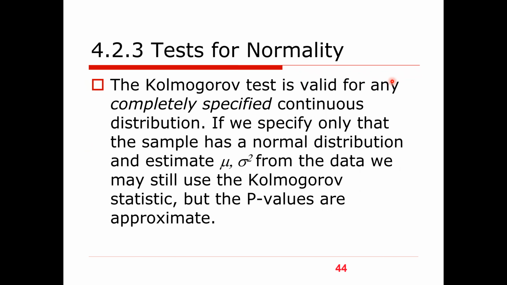Kolmogorov test only works for complete, specified, continuous distributions. In other words, we have to specify a hypothesized distribution so we can plot our data against it and use the Kolmogorov to make a conclusion. If we specify the sample has a normal distribution with estimated mean and variance, then we can also use Kolmogorov test, but the p-values are not exact, but asymptotic, approximate, and that requires the sample size to be large enough.